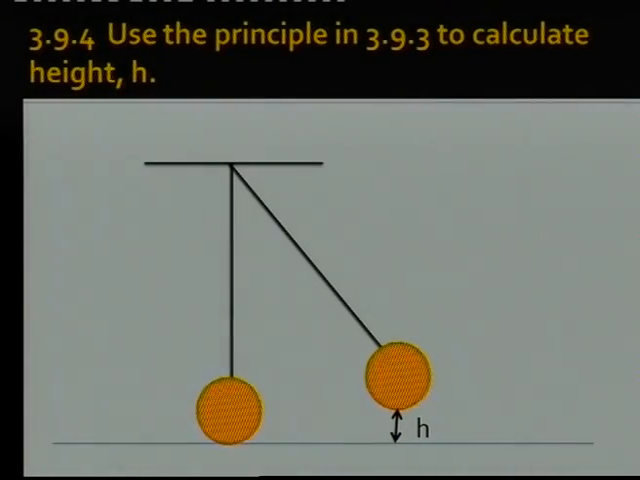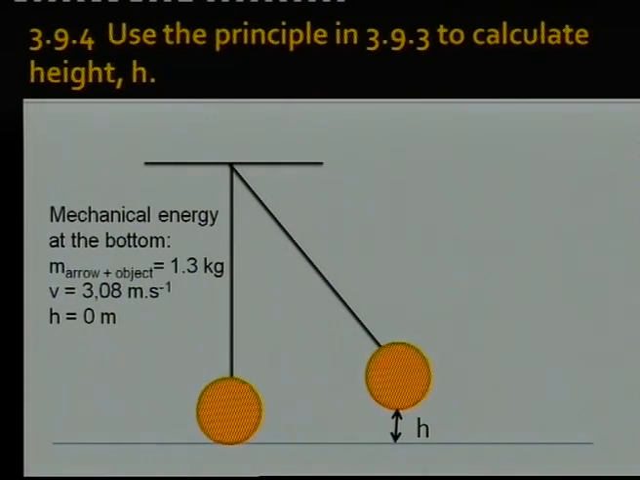If we go to our slide now, we're going to see how we can use this principle. We're going to use the principle of conservation of energy. The easiest thing to do is write down all the information that you have. We're going to use the mechanical energy at the bottom, so it's the mechanical energy of this object with the arrow at the bottom. Remember that the mass of the arrow plus the object is 1,3 kilograms.